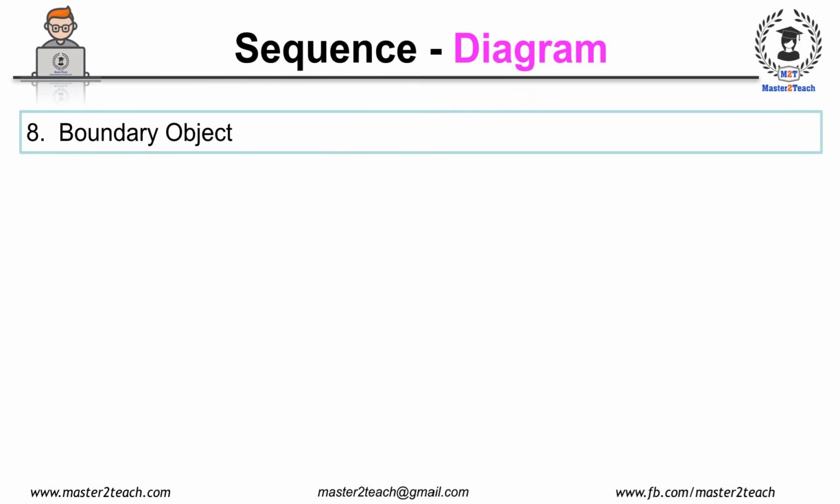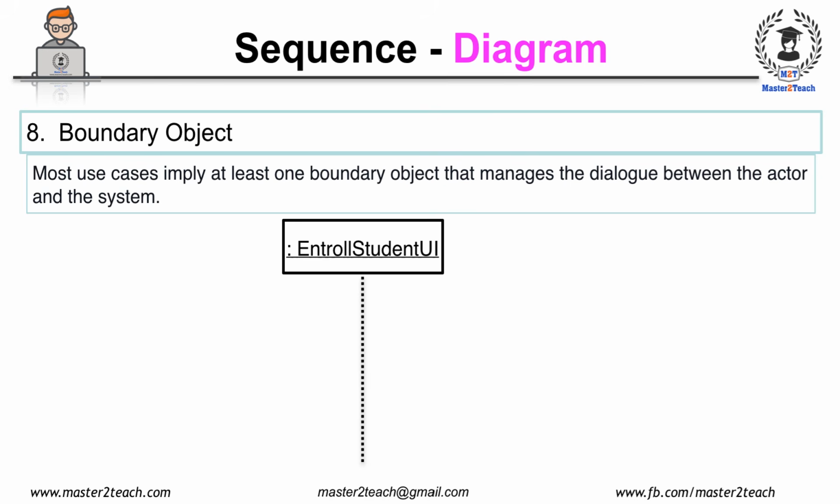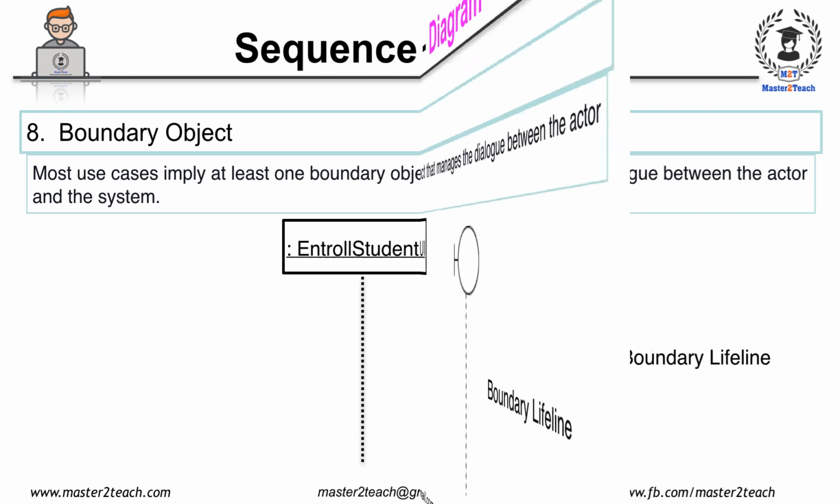Boundary object. Most use cases imply at least one boundary object that manages the dialogues between the actor and the system. The boundary object will also have the same name as the use case name with the addition of UI at last, like: enroll student UI. This object is for the user interface. Control object and boundary object are similar to the communication diagram. Now let's learn more advanced topics in the sequence diagram.